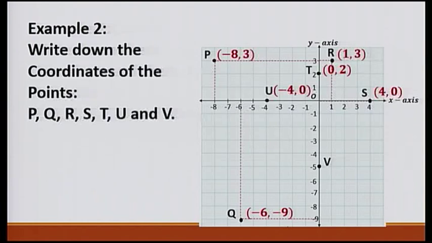Last, we have the point V. The x-coordinate is 0. The y-coordinate is -5. The coordinates of the point V are (0, -5). Always remember, we write the x-coordinate first and then the y-coordinate.